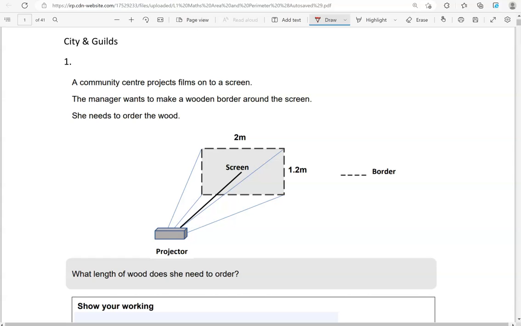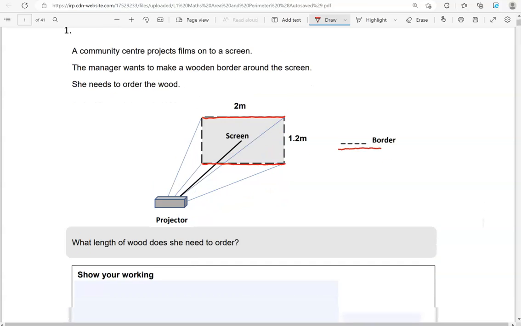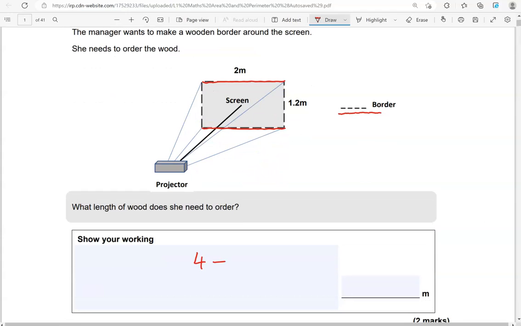So the wooden border will go around the screen. So we're looking at the perimeter of the rectangle. We've got the key here which tells us that this dashed line is the border. So we're going 2 meters and another 2 here. So that is 4 meters. And then we have 1.2 meters and 1.2 meters. That is 2.4. So 4 plus 2 gives us 6. Add the 0.4 as well, so that gives us 6.4.